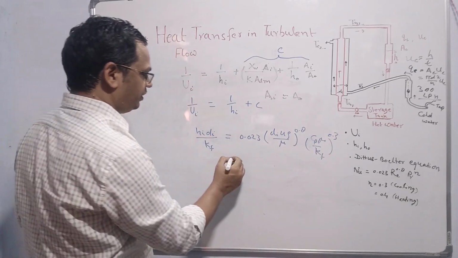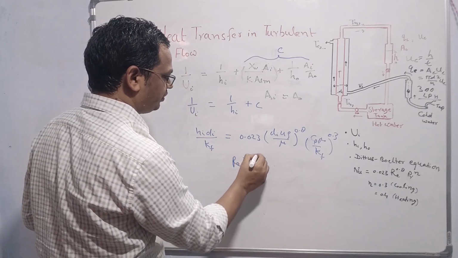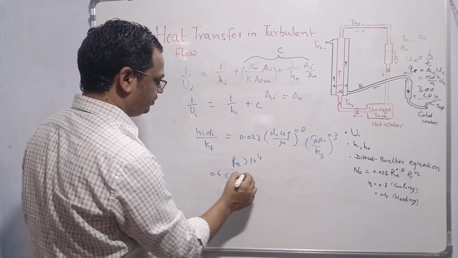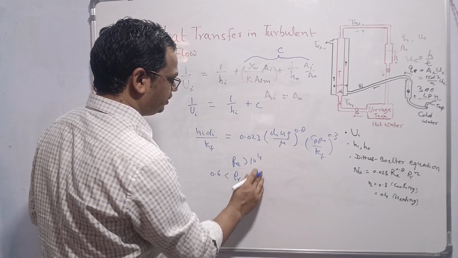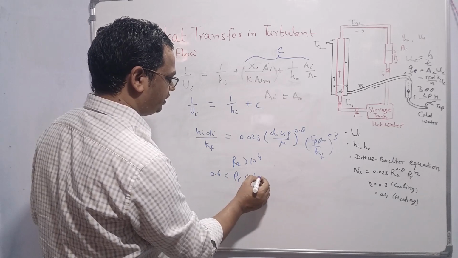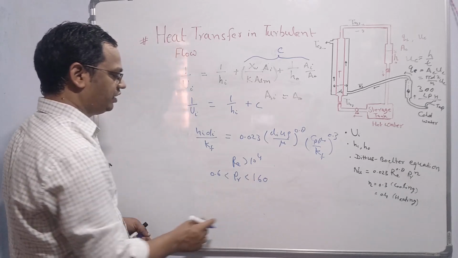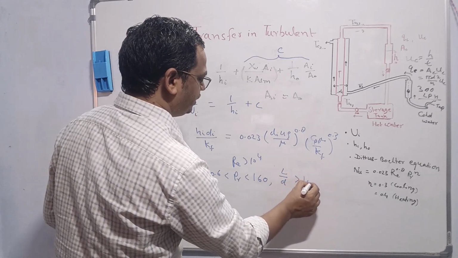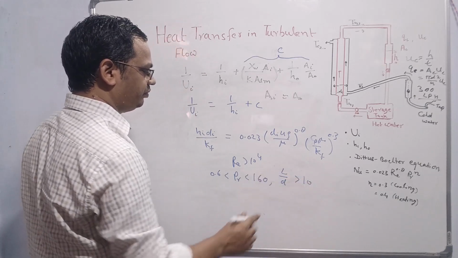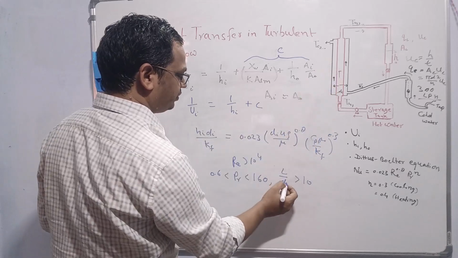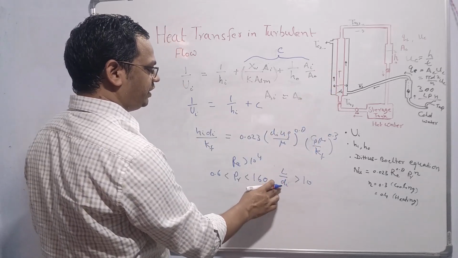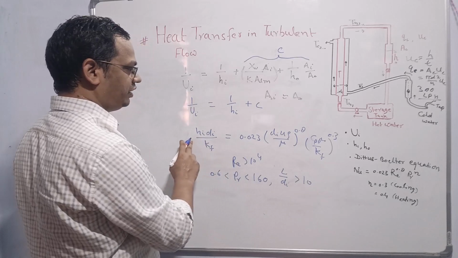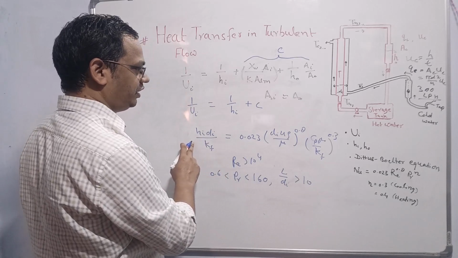So this equation is applicable when Re is greater than 10 to the power 4. Prandtl number should be varying between 0.6 to around 150 or 160. Some places you can find around 100 or 120. I am taking 160. And L by D ratio should be greater than 10. Length of the pipe, diameter of the pipe. We are talking about the inner pipe, so Di. Length of the pipe divided by diameter of the pipe should be greater than 10. If all three conditions are fulfilling, then we can use Dittus-Boelter equation. Otherwise, we have some other correlations.